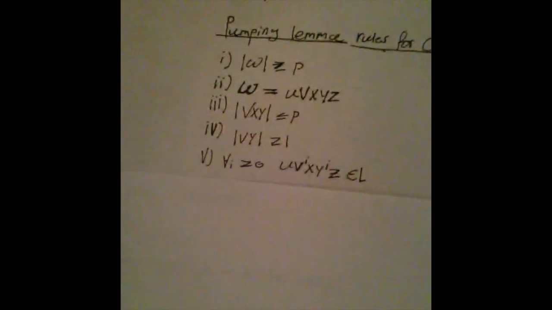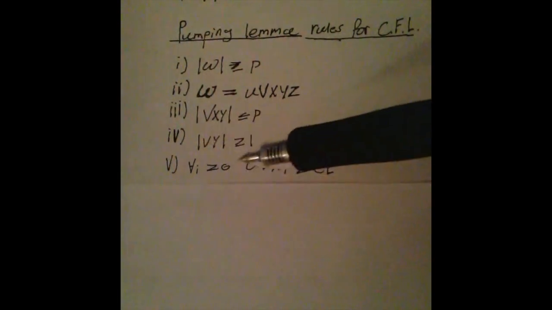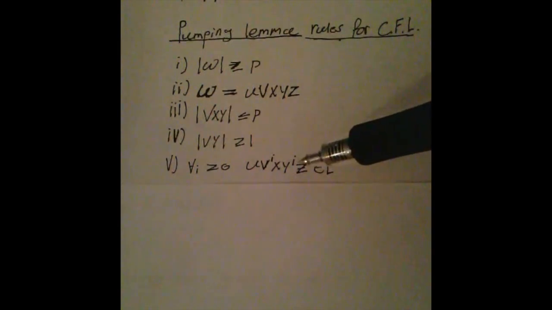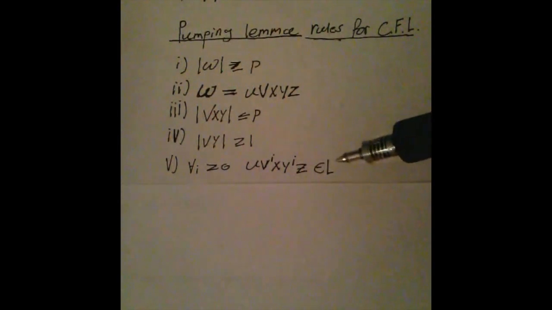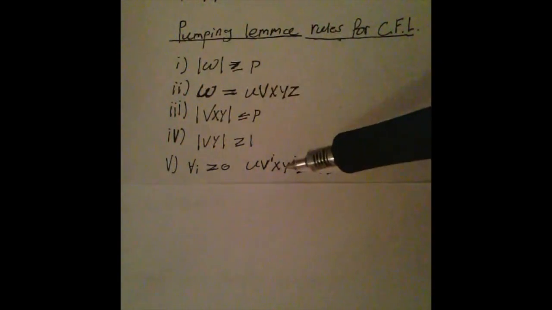And then for all i greater than or equal to 0, sorry, the resolution is really bad. For all i greater than or equal to 0, u, v^i, x, y^i, z is going to be an element of the language L. So any number i going from 0 to any positive integer.